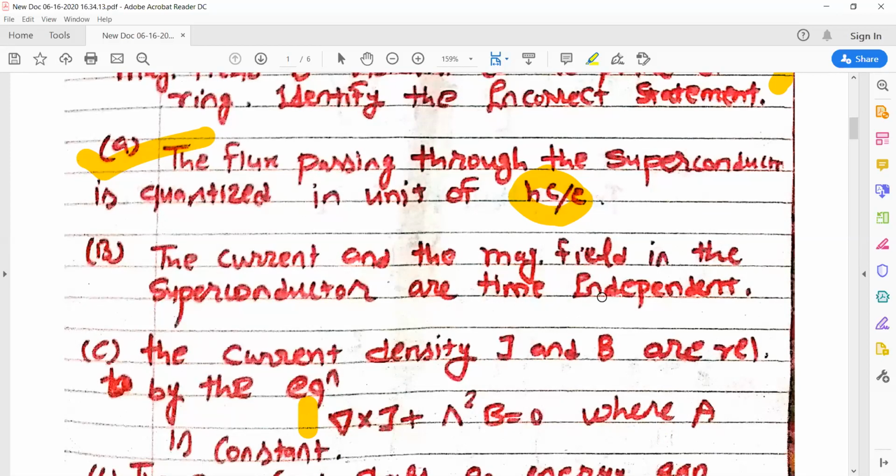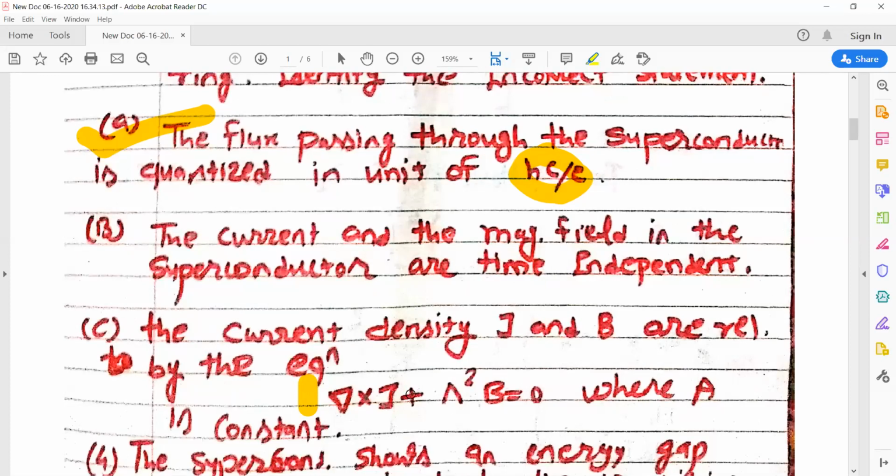करंट। ठीक है, A जो है वो वेक्टर पोटेंशियल होता है, मैग्नेटिक वेक्टर पोटेंशियल, तो उसको A को आप B के फॉर्म में भी लिख सकते हो, B इक्वल टू del cross A होता है। ठीक है, तो इसलिए करंट और मैग्नेटिक फील्ड आपस में कोरिलेट तो है, बट दे आर टाइम independent. It is correct. Next one is del cross J is equal to, this is some constant, is equal to B. So it is also a correct answer because it also comes from the London equations.